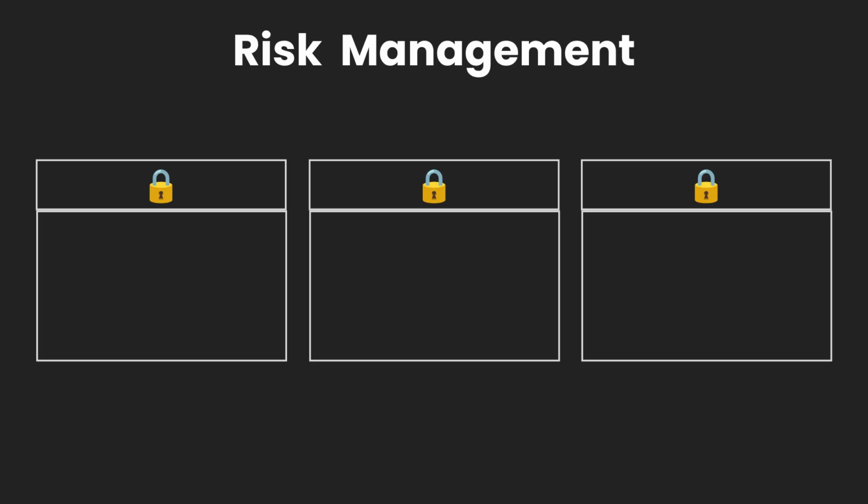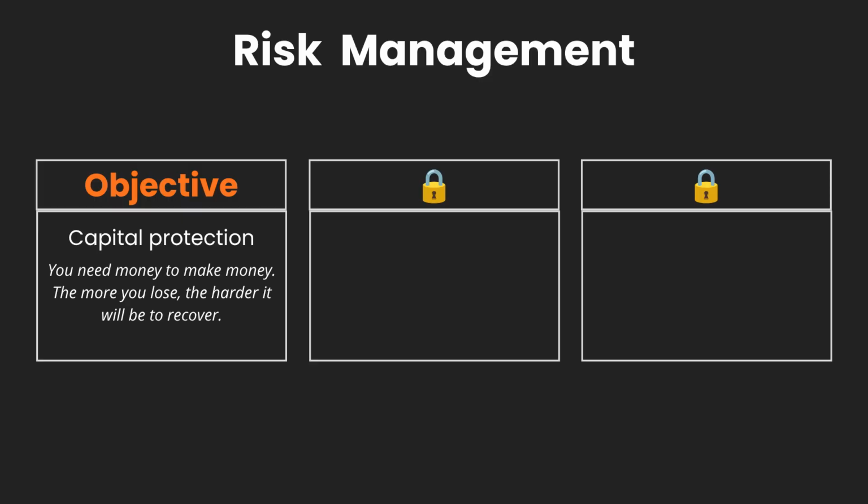The first thing that you need to understand about risk management is the objective. And the objective of risk management is capital protection, capital preservation. So in order to make money with trading, you need money. So you need money to make more money. The more you lose, the harder it will be to recover. Okay? So preserve the capital. It is one of the foundations of success in trading. Do not ignore that. Money makes more money.